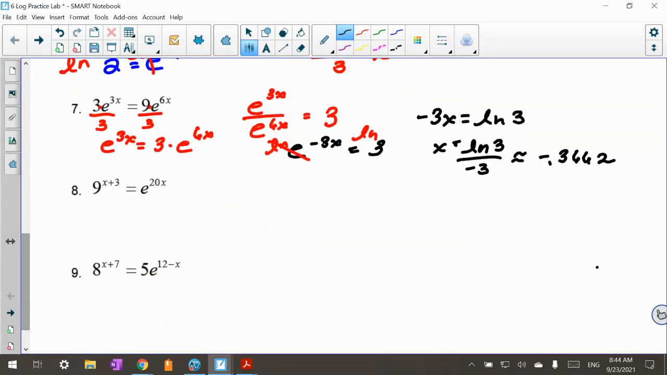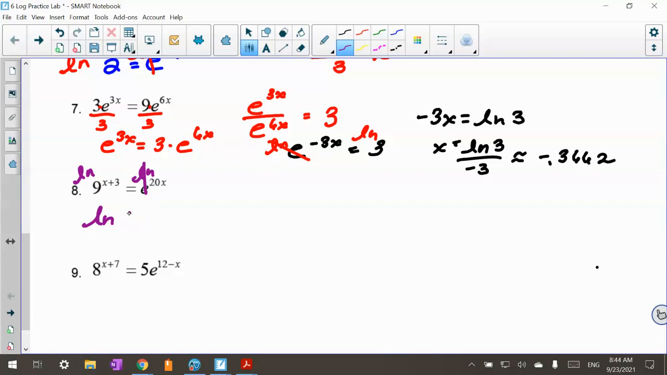All right, let's look at 8. I have 9 to the x plus 3 equals e to the 20x. So I look at it, and there's really no normal math to do. So right off the bat, I'll use a different color. I'm going to natural log both sides. Here I can say thanks for playing. So I have the natural log. I'm going to go a little bit slower on this one.